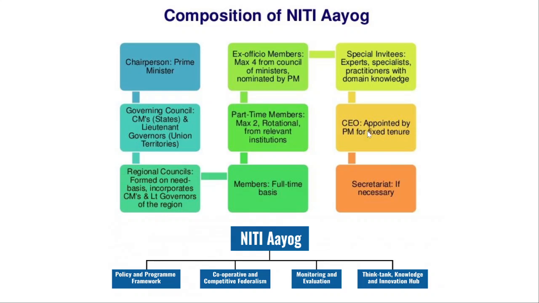CEO is appointed by the Prime Minister for fixed tenure, and if necessary, it will have a secretariat, and there are full-time members and also part-time members, maximum 2 part-time members, that is rotational from relevant institutions. Okay, so you have the prime minister, CEO, and governing council, CMs of every state and every lieutenant governor, etc., and 4 members from the council of ministers. So any 4 members nominated by the PM, 2 part-time and some full-time members.